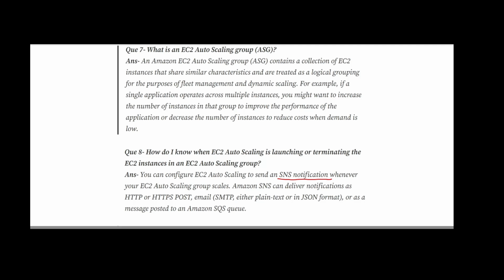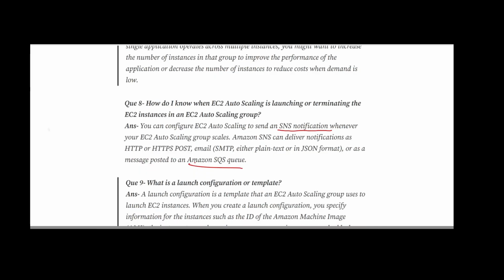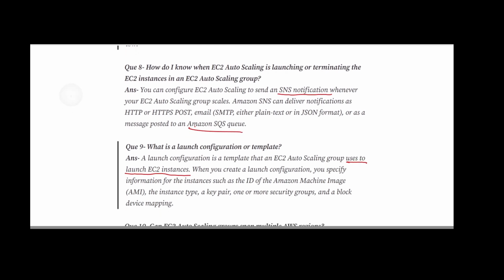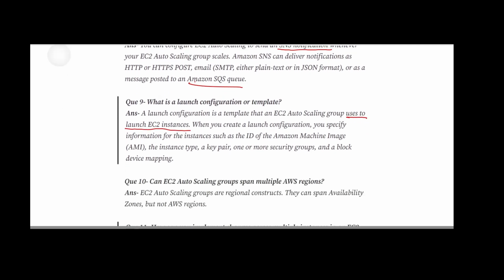Coming to the next question, that is question number 9. What is a launch configuration or template? A launch configuration is a template that an EC2 Auto Scaling group uses to launch EC2 instances. When you create a launch configuration, you specify information for the instance such as the ID of the AMI, that is your Amazon Machine Image, the instance type, a key pair, one or more security groups, and a block device mapping.